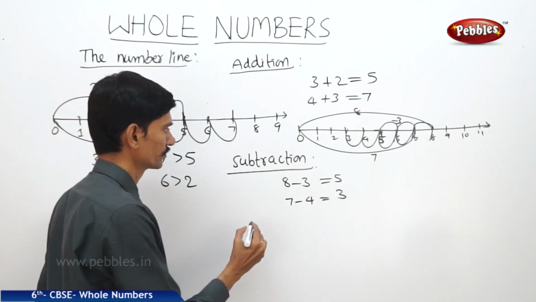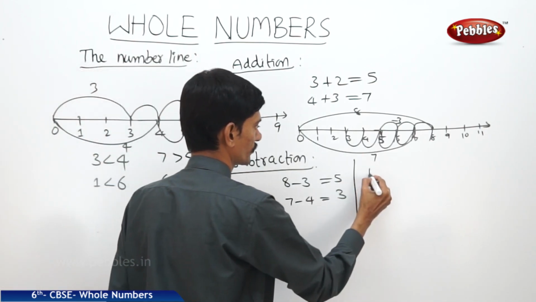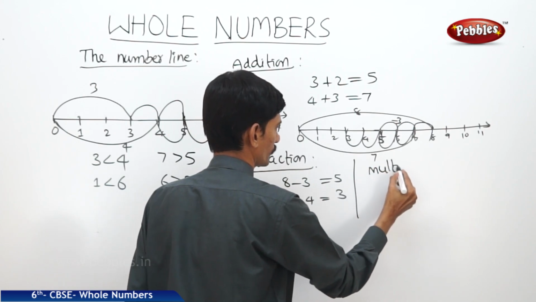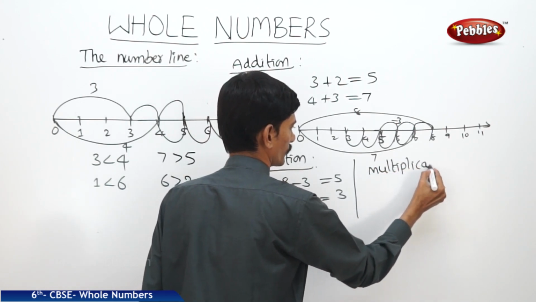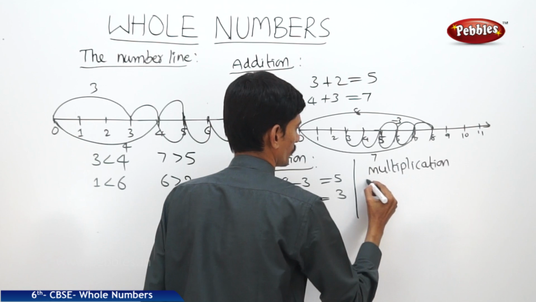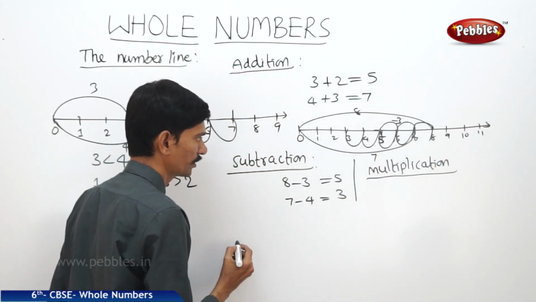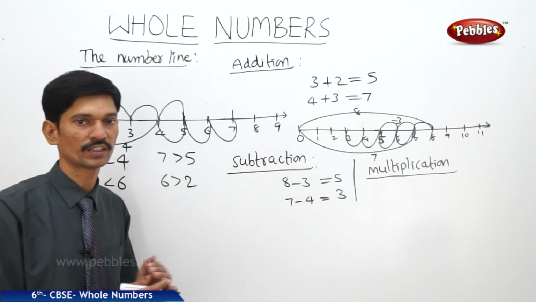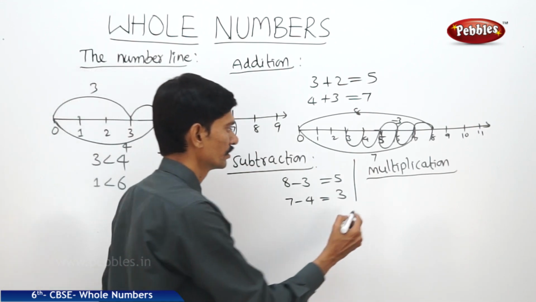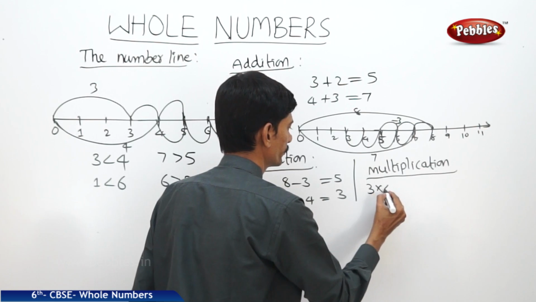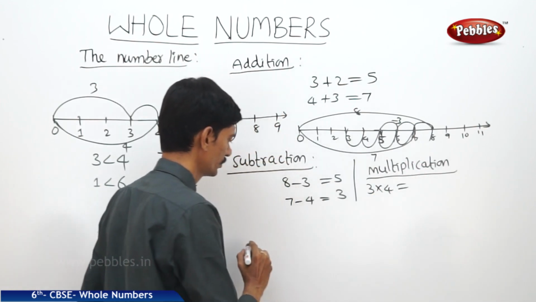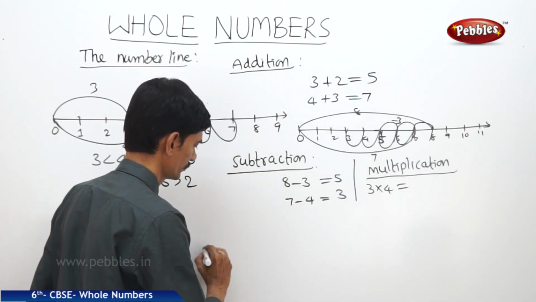Now multiplication. Multiplication on the number line. Multiplication is nothing but repeated addition. So 3 into 4. So 3 fours are how much? Let us do this now.